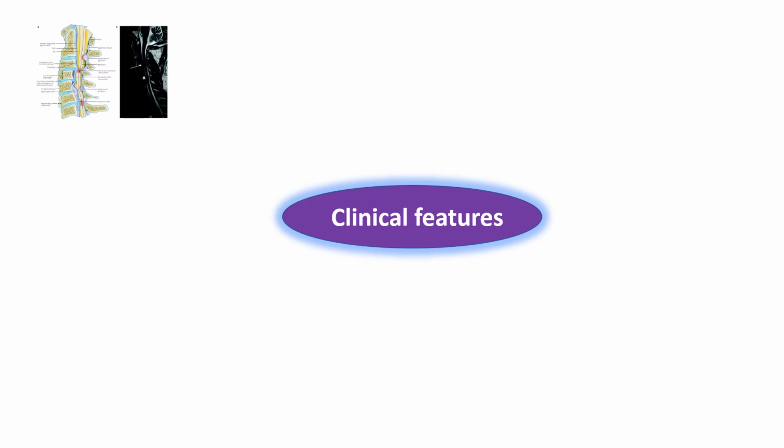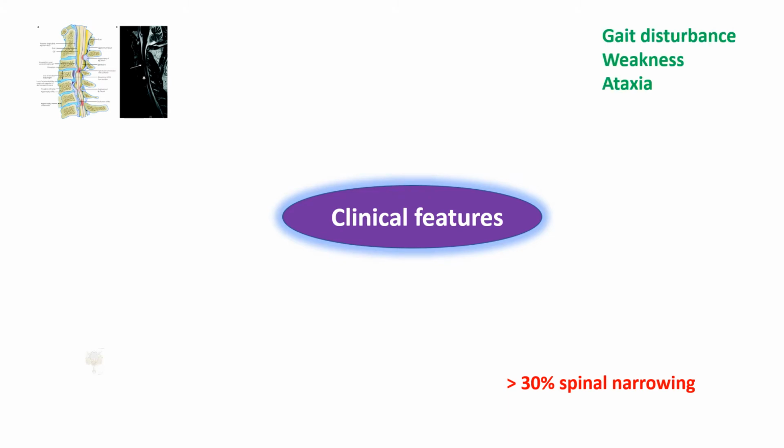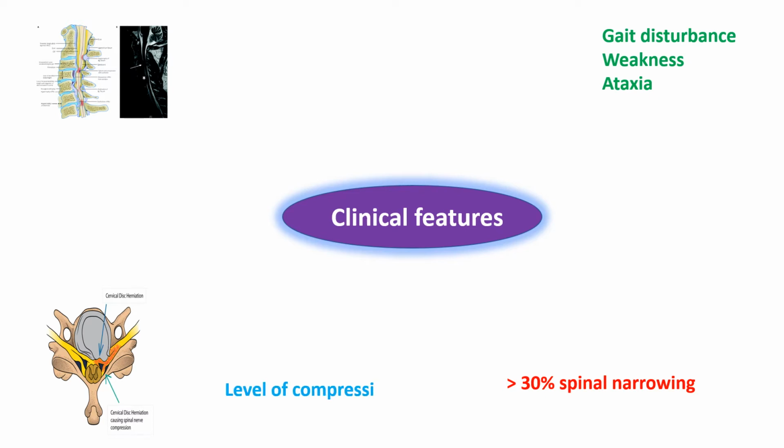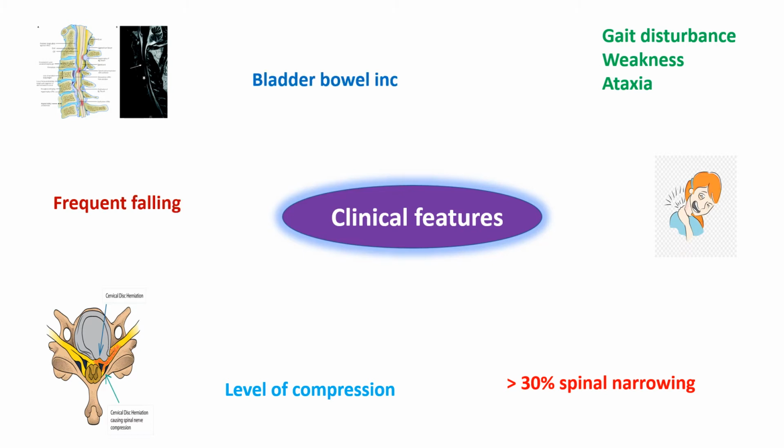Now I will tell you about the clinical features. Symptoms are due to cervical radiculopathy and cervical myelopathy. More than 30% narrowing leads to gait disturbance, lower limb weakness, ataxia. Radicular symptoms are due to nerve root compression, which depends upon the level affected. Also, pain in the neck and arm, frequent falling, bladder and bowel incontinence.